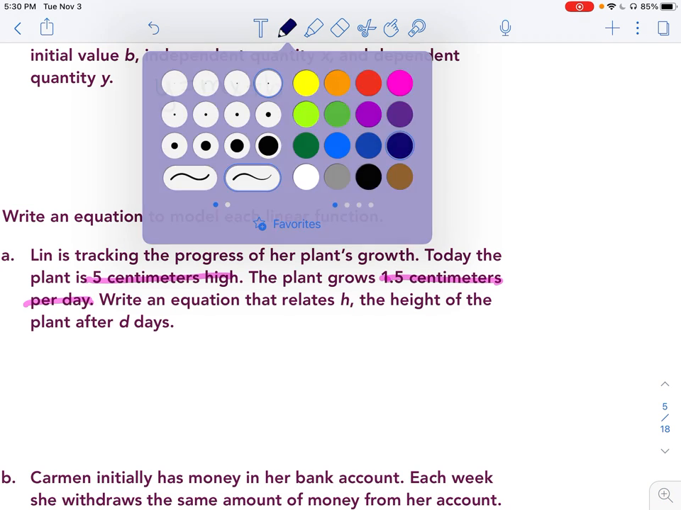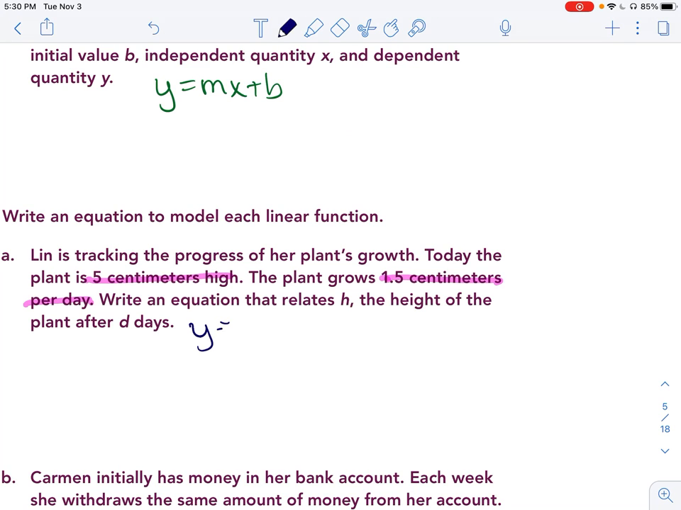So instead of y equals mx plus b, we want this to be h and we want this to be d. So what's the slope? Which one of those two is the slope? Remember that it's something per something. So this is the one that says per. So 1.5 is my slope.